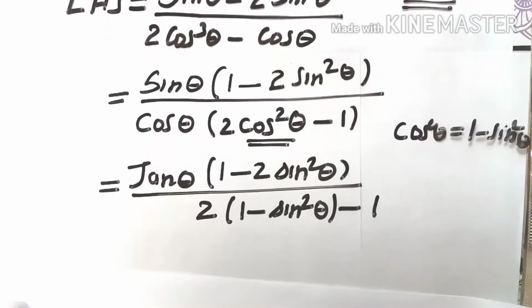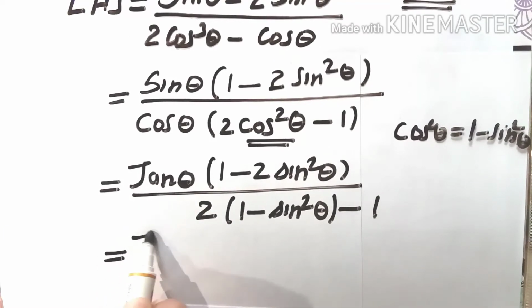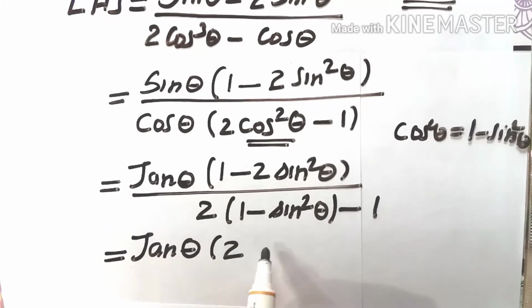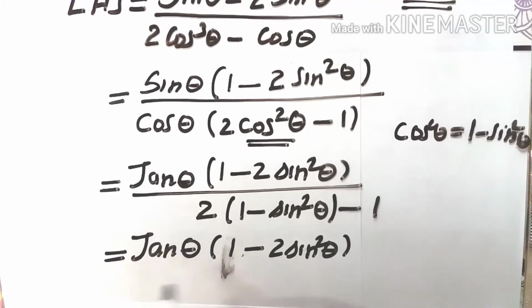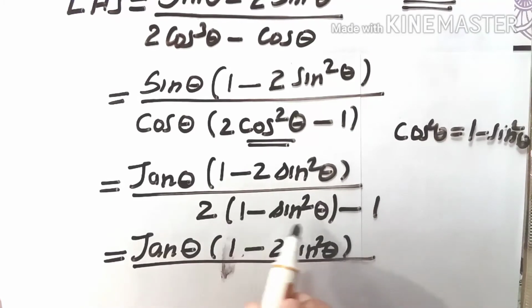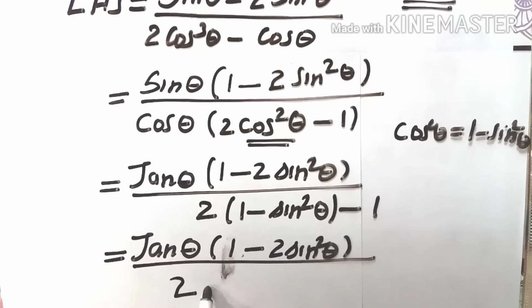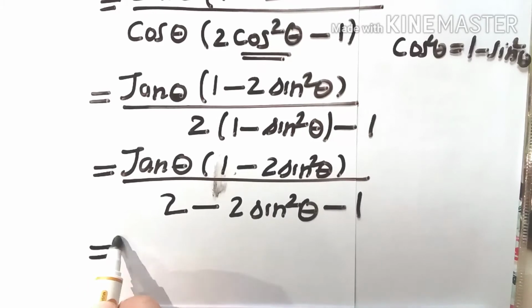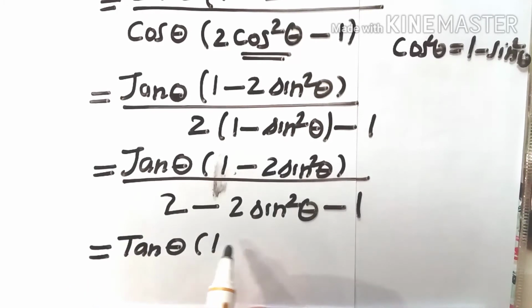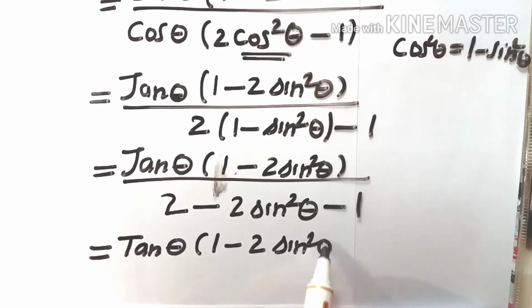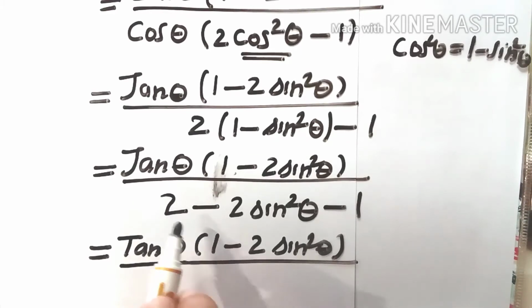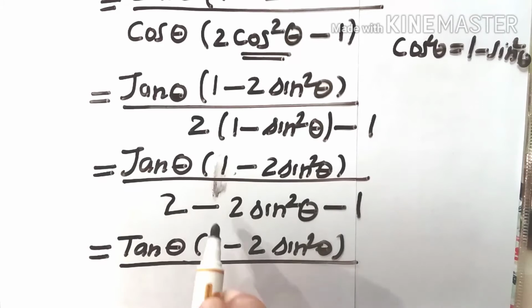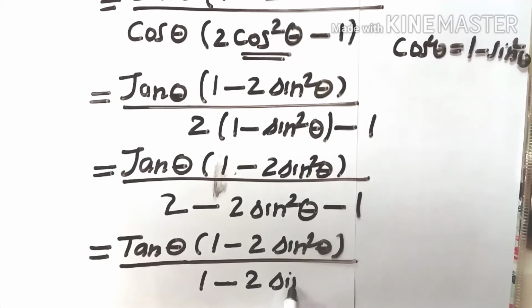Now after that, in the numerator you'll have to drop the same terms, tan θ within bracket, 1 minus 2 sin² θ, divided by the denominator. With this 2 you can multiply both the terms, so 2 into 1 equals 2, minus 2 sin² θ, equals 2 sin² θ, minus we have 1. After that, in the numerator we drop the same tan θ within the bracket, 1 minus 2 sin² θ, divided by, now we can collect the like terms, 2 minus 1 equals 1. After that we are left with minus 2 sin² θ.